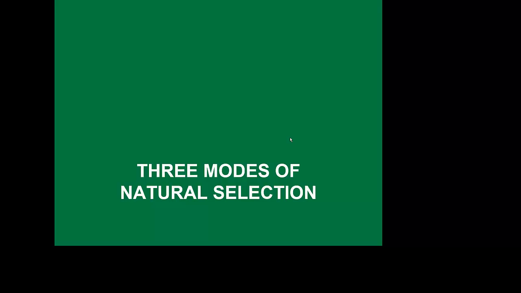Before we finish out microevolution, we have to talk about the actual 3 modes of natural selection. Okay, so natural selection, remember, is environmental factors regulating the rate at which an allele frequency is present in a population.